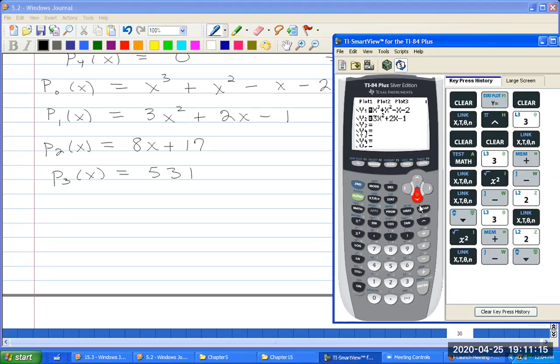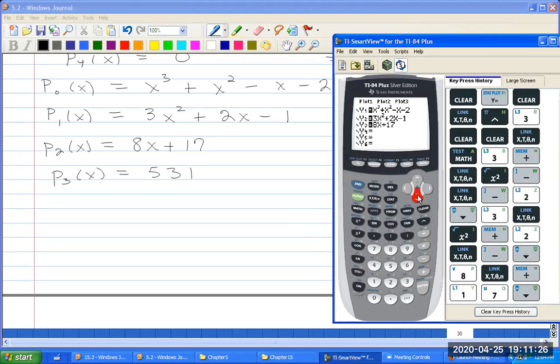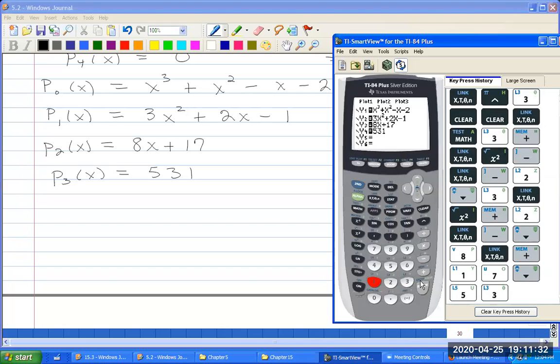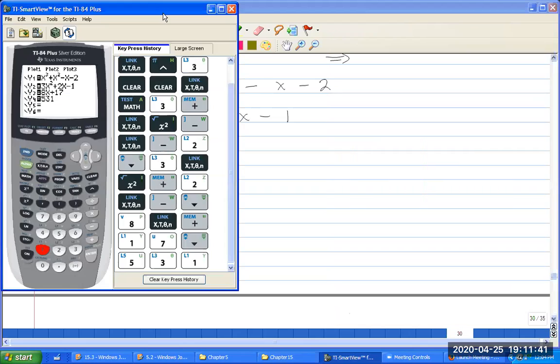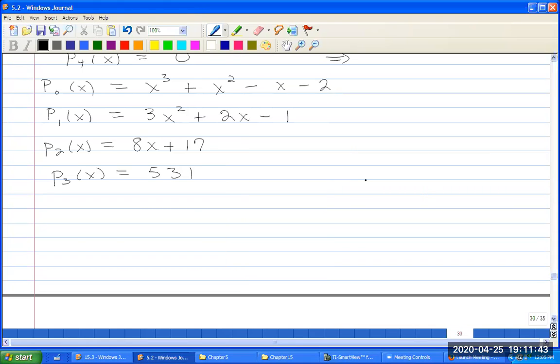And then let's go to the next one in the sequence, 8x plus 17. Go to the next one, which is 531. Well, not that that really matters. That the fourth one is always going to be positive. Okay, so notice that. Okay, so first, let's look at the number of sign changes. Let's first go at negative infinity.